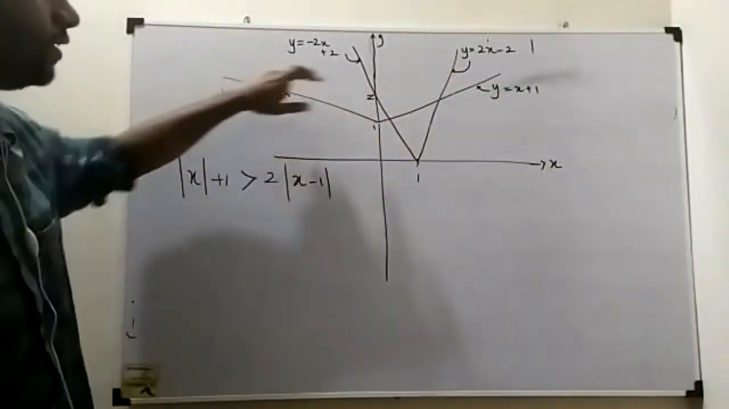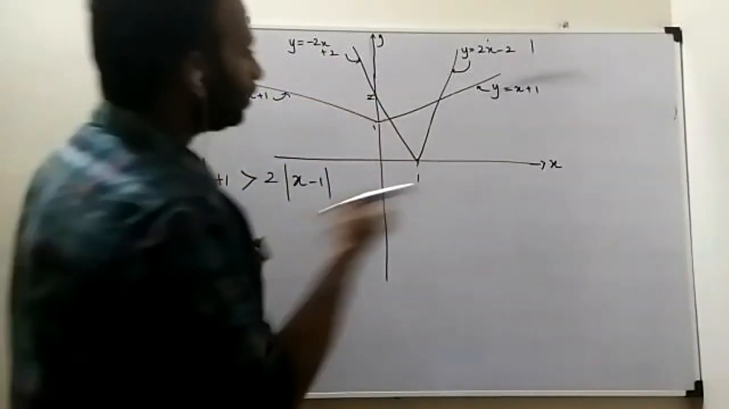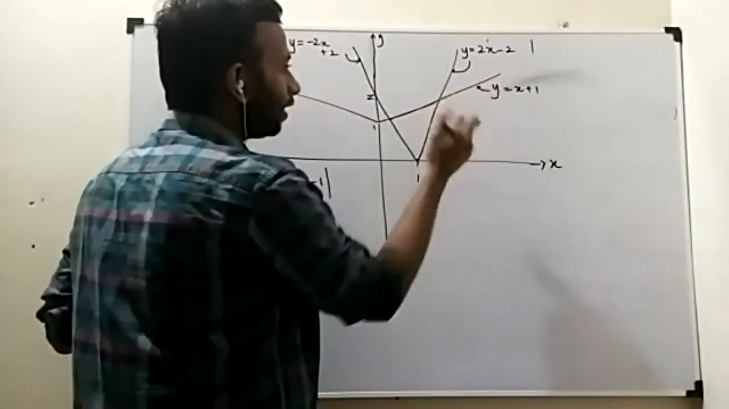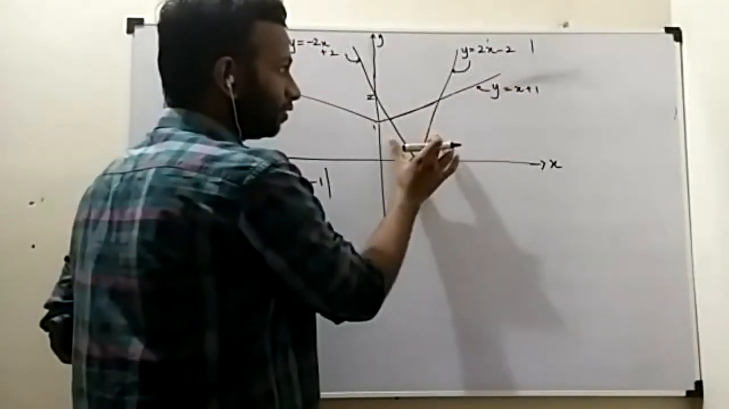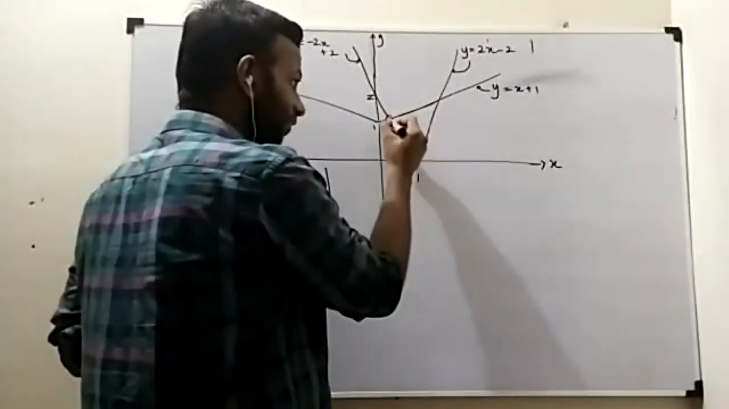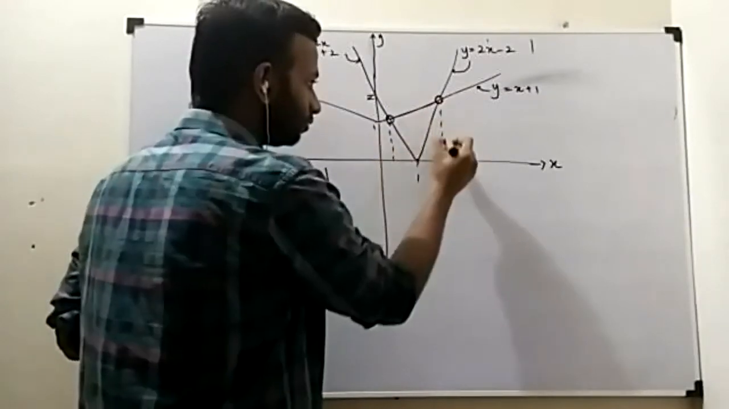Here you can see it's less than this graph. Here it's less than this. And only in this region, right? Only in this region you can see this graph has a value higher than this graph. And if it's past this, then it has a lesser value. So what we need is this range, from this to this.